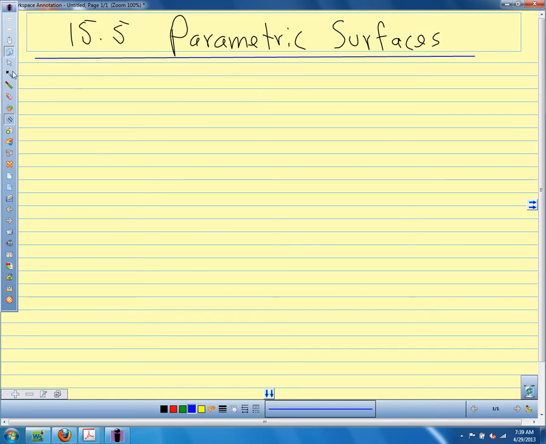We've worked with parametric equations for curves in the plane and in space, both as parametric equations and as vector valued functions. We can think of both of those as types of parametric equations. We're going to do something similar with surfaces.